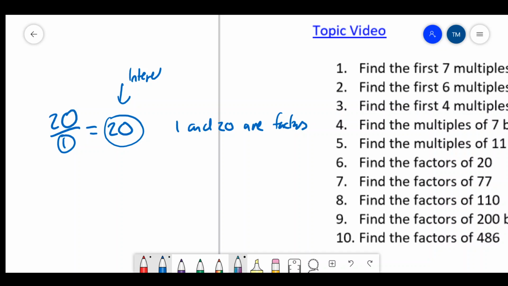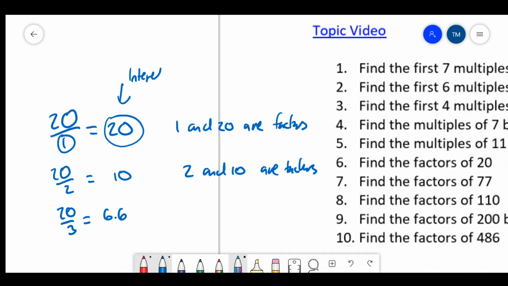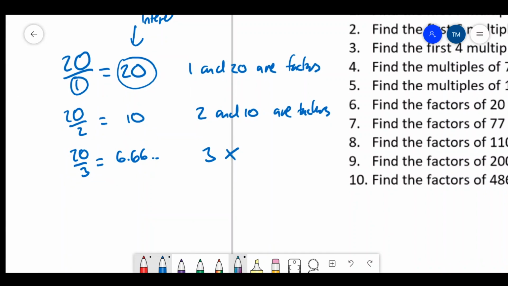So let's do number 2. So 20 divided by 2 is 10. So 2 and 10 are factors. We've got 20 divided by 3, which is equal to 6.66 recurring, so therefore 3 is not a factor. And then we have 20 divided by 4, which is equal to 5, so 4 and 5 are factors.